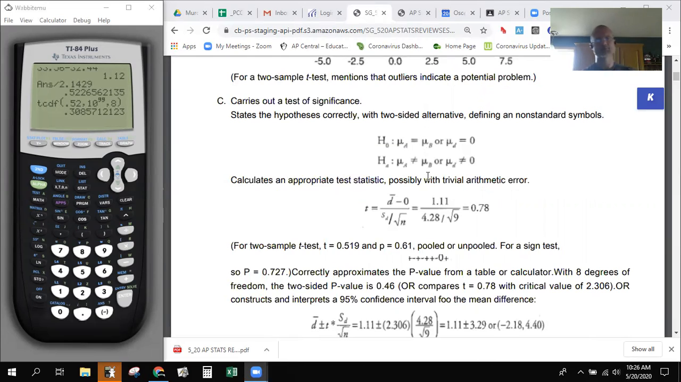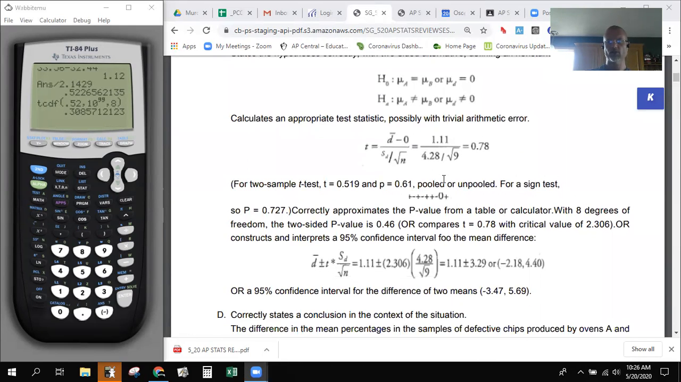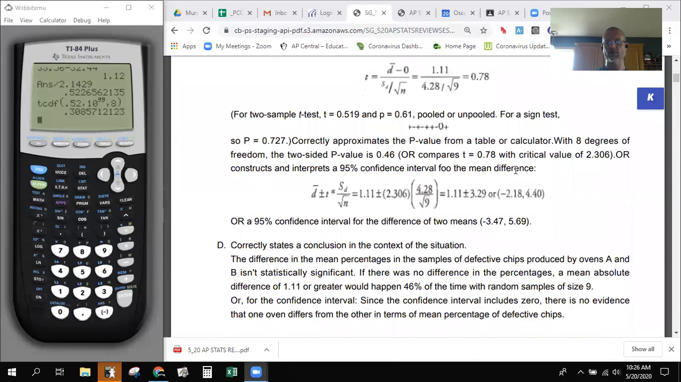I like doing that. Mu A minus mu B is equal to 0. That's equivalent to this statement right here, and this is equivalent to this statement. So we get a t value. For the 2-sample t-test, the one that we just did, t equals 0.519. The p-value is 0.61, so we were in good shape there. Don't worry about the sign test stuff. Correctly approximates the p-value. We're done with that. We got all of that.